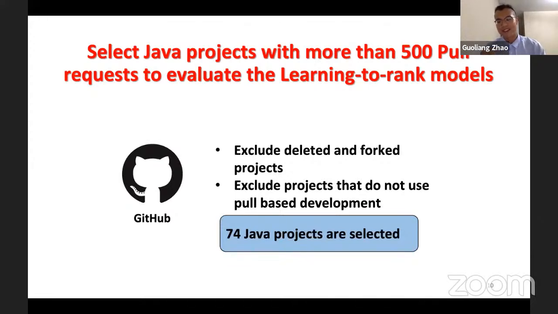Thanks for the question. Okay, I do have one question for you. In practice, do the developers use the algorithm to rank the pull requests?